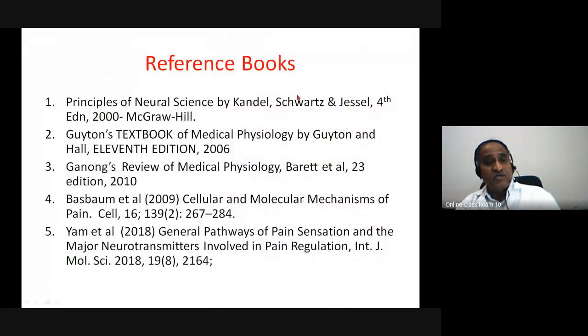Okay, the books I have taken from Kandel's textbook of neuroscience, Guyton's textbook of physiology, and Ganong's. Then the articles from Basbaum regarding the molecular mechanisms of pain, and Am et al. They are my major sources.